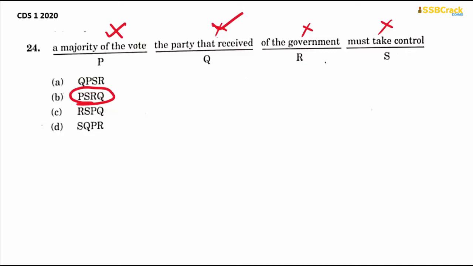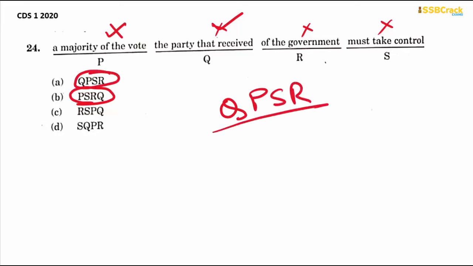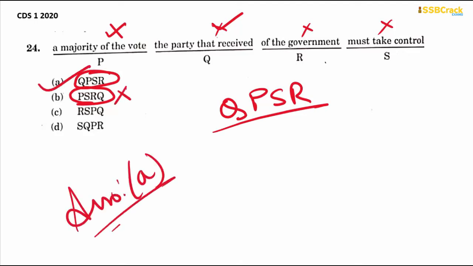So let's take the party that received a majority of the vote must take control of the government. You see now that Q, P, S and R is the right combination, and that is option A, not this one. So now option A is our answer. Okay, so just do not rush and do not take it for granted. Match the combination accordingly so that you are doubly sure before writing down the answer.